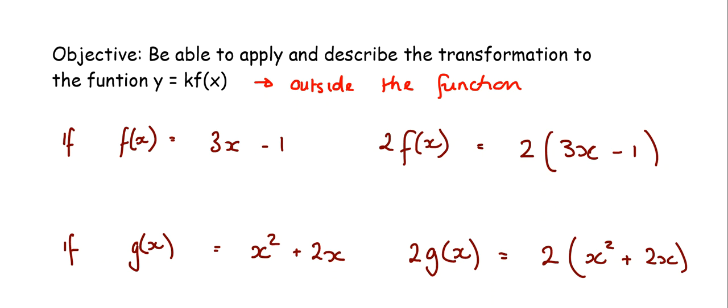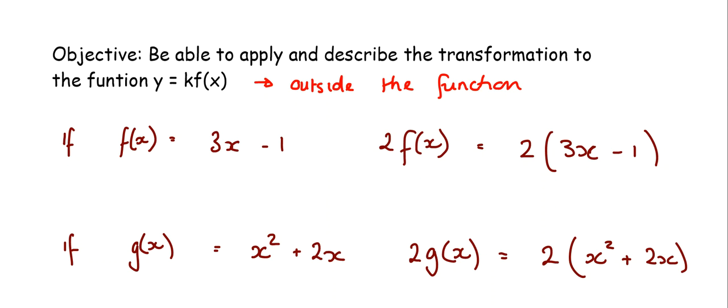If you've only got one per table, and I spot there's a lack of calculators around the room, you'd have to work together. So what I've given you again is a linear function, 3x minus 1, and a quadratic, x squared plus 2x. I've shown you what happens. So if you have two lots of f of x, you are doing 2 times whatever the function gives. Two lots of g of x is just 2 times g of x.